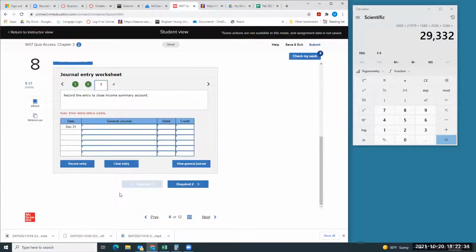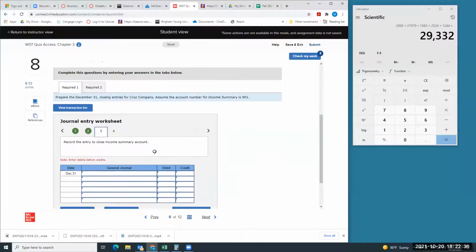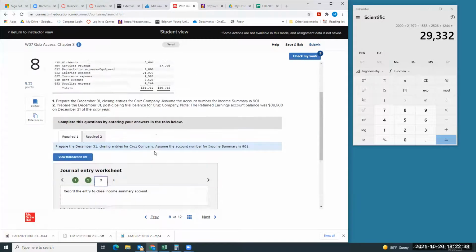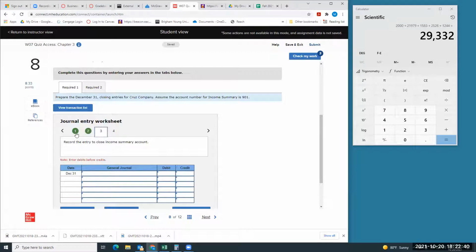Now we have to close the income summary account. If we weren't keeping very good track, we'd have to go back and look. So for income summary, I credited the account 37,700 and I debited the account 29,332. So that means I'm going to end up with a credit balance of 37,700 minus 29,332.